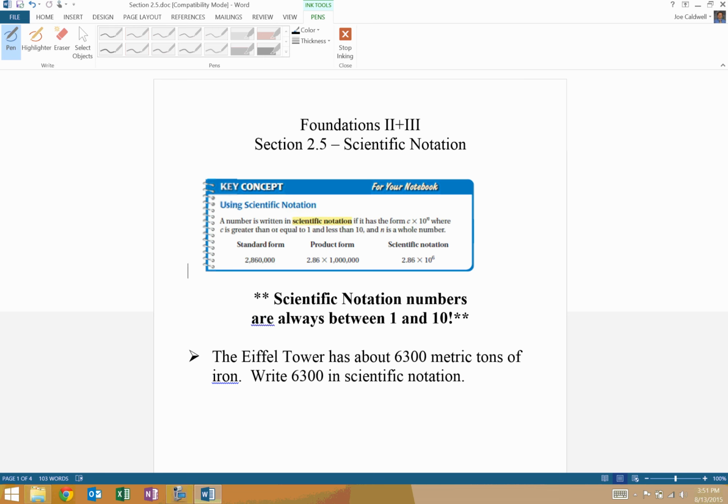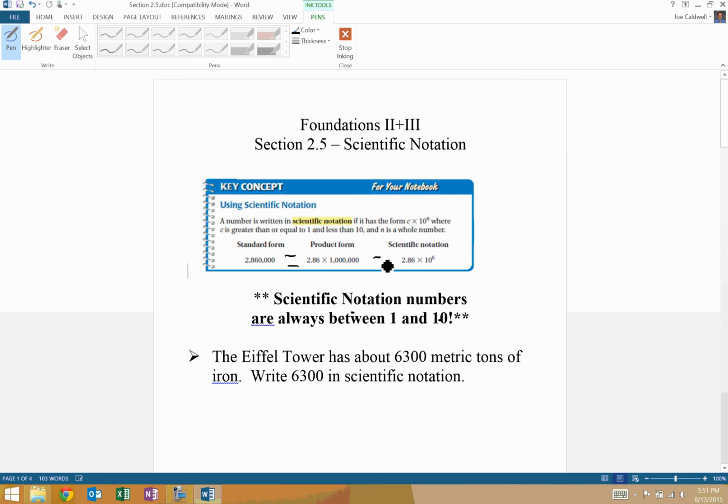Scientific notation, the form we are turning a number into: the first number has to be somewhere between 1 and 10. No less than 1, and it can't be 10 or greater, okay? In product form, we turned that first number into 2.86, which is between 1 and 10, and multiplied it by a million to make it equal 2,860,000. These are all equal to each other.